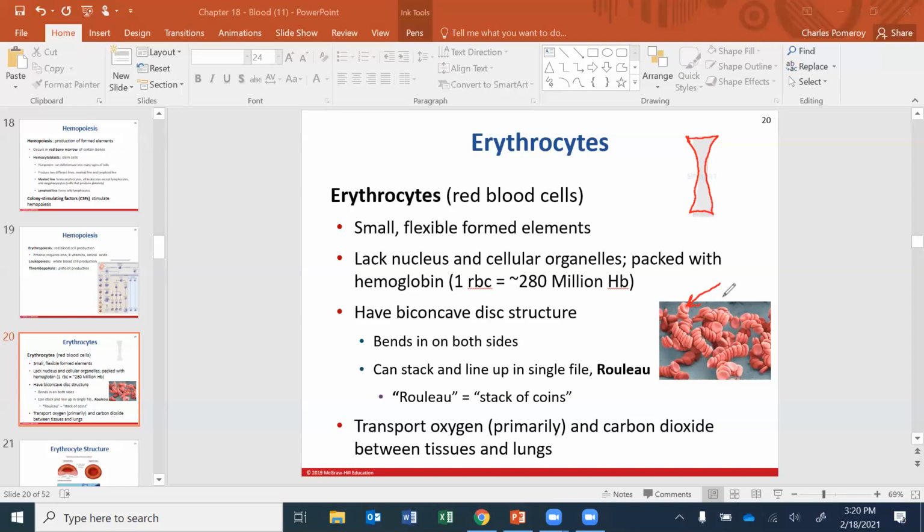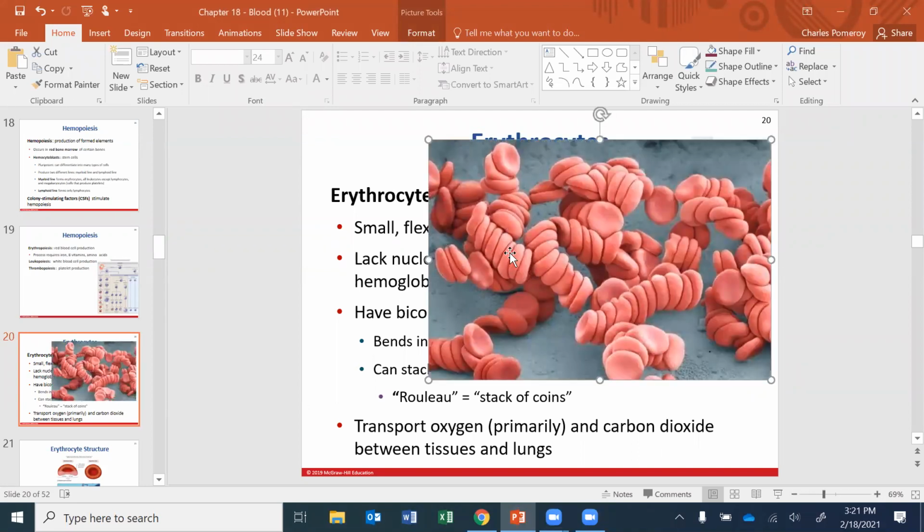And they actually say that it looks like a stack of coins. That's what it looks like down here in this bottom picture. You can see down here that it looks kind of like a stack of quarters, right here and right here. And that actually has a name. When you see this single file movement of red blood cells, that is called a rouleau, which is French for roller.